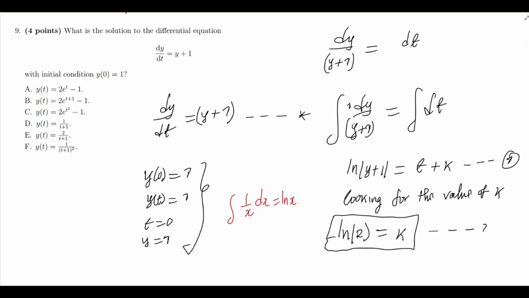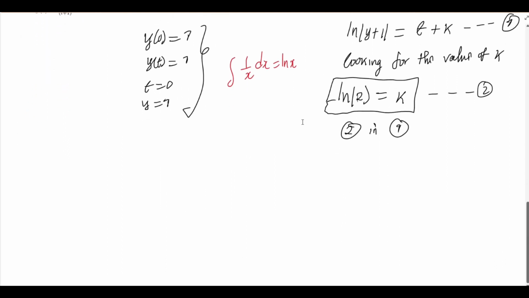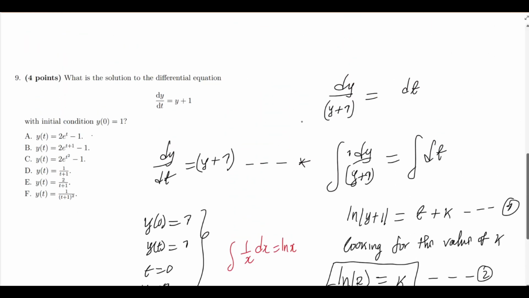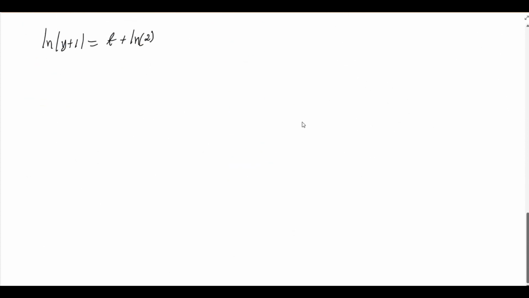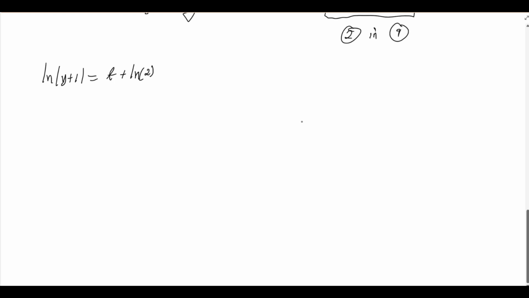We can call this value 2, and we say substituting 2 in equation 1, let me create some space, then we're going to have the ln of y plus 1 equals t plus the ln of 2. There are many ways to solve this. So we want our function to be in the form y of a function equals something. If we look at the options given to us, you see the functions are all in terms of y of t equals something. So there is no ln and there is no constant k. That's why we had to look for those values. So basically we want to make y the subject of the formula here.